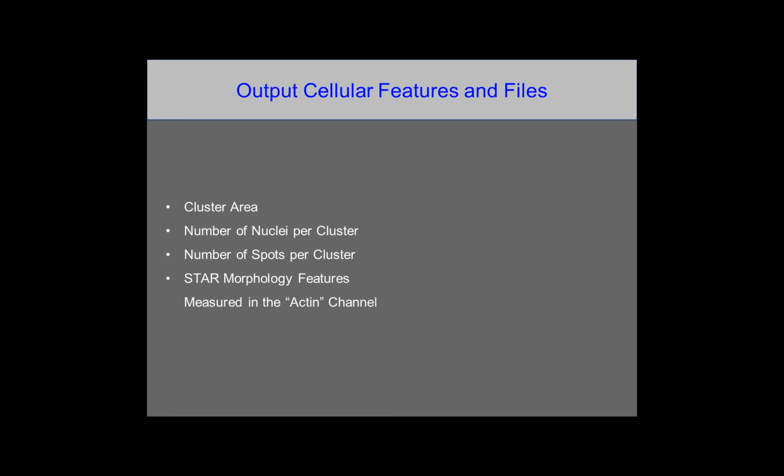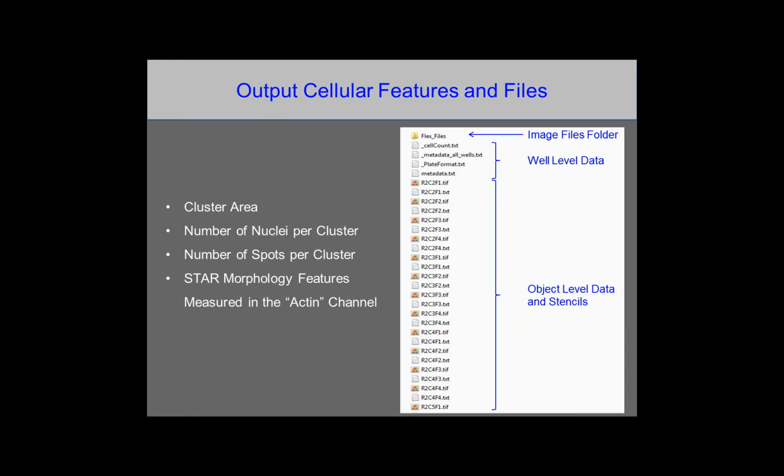In terms of outputs, we measured around 200 features with the analysis workflow. For today's presentation, I just wanted to focus on a few important ones: the area of the clusters, the number of nuclei per cluster, which we can measure in Acapella, the number of spots per cluster, and a few of the STAR morphology features that we measured in the actin channel. And also, I just want to point out that the Acapella script automatically outputs all the necessary data, both at the well level and the object level, that is needed by FCS-H4 analysis.